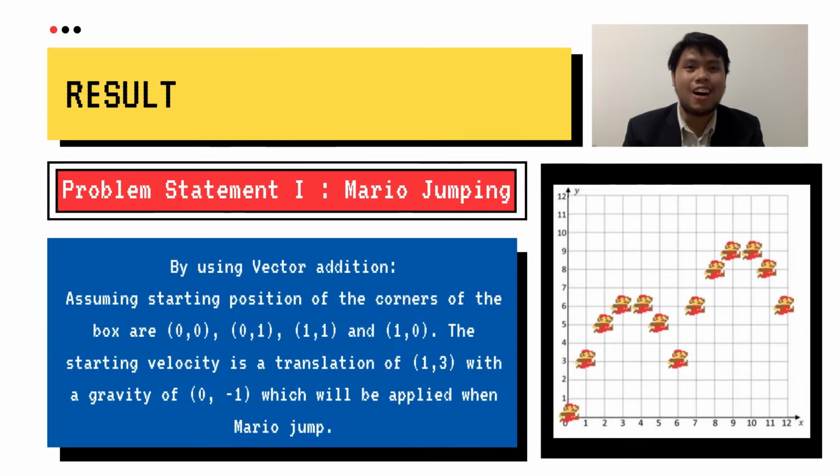Next up, results. There were 3 problem statements. The first problem statement is Mario jumping. In this problem statement, we use vector addition by assuming the starting positions of the corners of the box are 0, 0, 0, 1, 1, 1, and 1, 0. The starting velocity is a translation of 1, 3 with a gravity of 0, negative 1, which will be applied when Mario jumps.